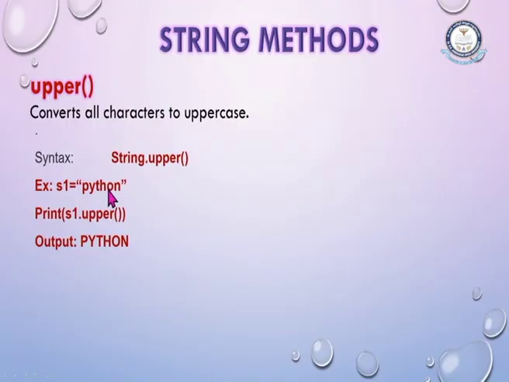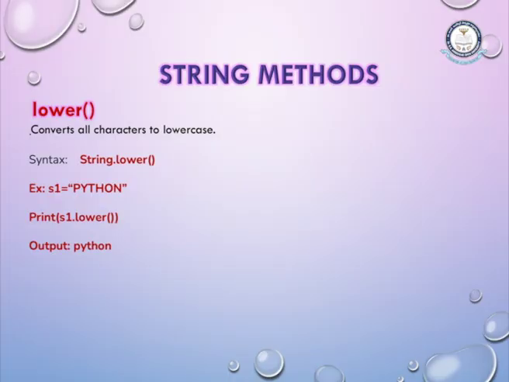And let us see an example. For example, here we are defining one string, s1 equals Python, and this set of characters is in lowercase actually, but when we call this method upper, it will convert all the characters of the string to uppercase. Now, the output will be in uppercase letters, that is Python in uppercase. So, the upper method will convert all the characters of the string to uppercase.